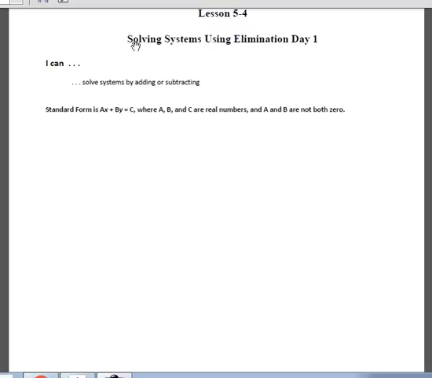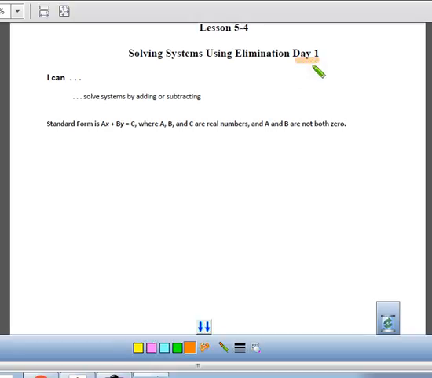This is about solving systems using elimination, day 1. So just from the title of this lesson you can tell there's going to be more coming. This is just the introduction to, I'll read the learning target: I can solve systems by adding or subtracting.